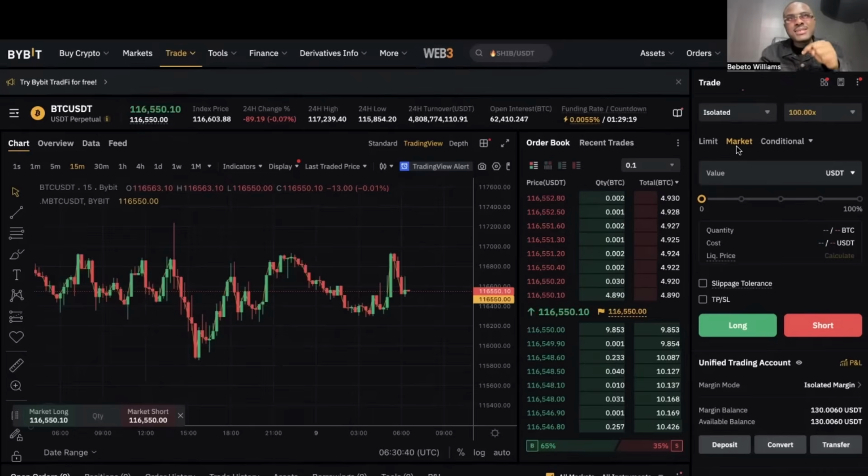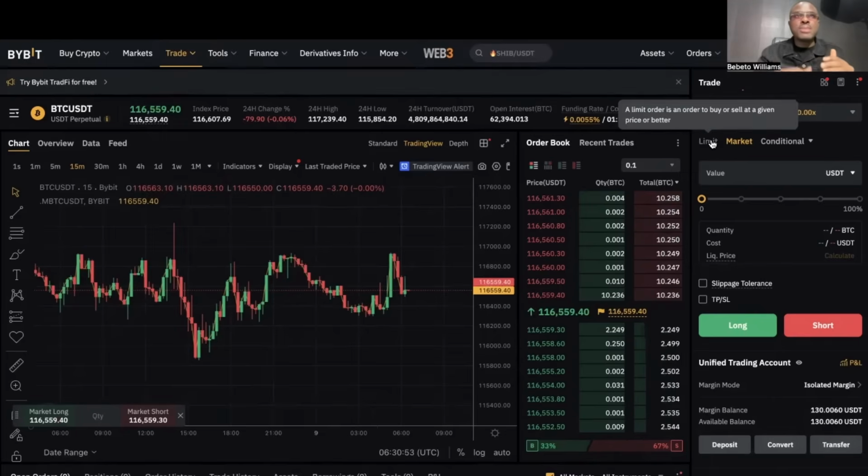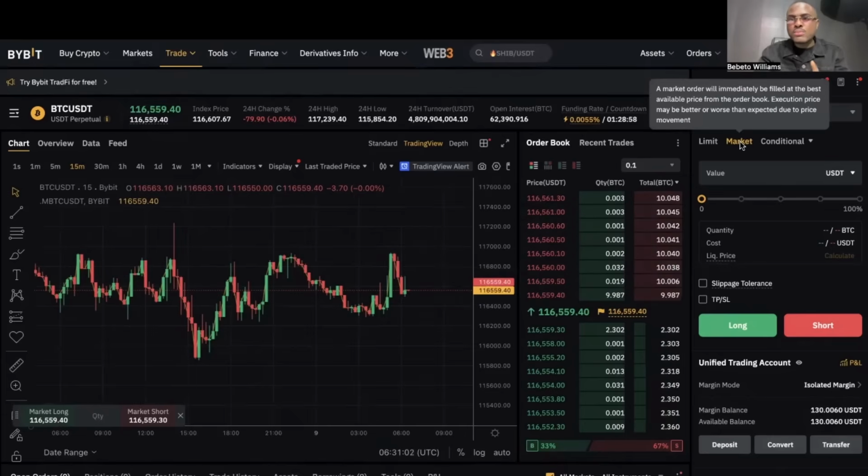So you want to make sure that you're using a market or instant execution. Market or instant execution means that you want to buy now. You're telling the exchange that you want to buy or sell now. While a limit order is when you want to buy or sell at a certain price. For this trade, for this analysis, and for this live that we are in now, we want to buy the market now. So we're going to use market execution.